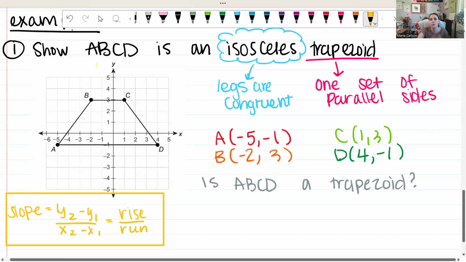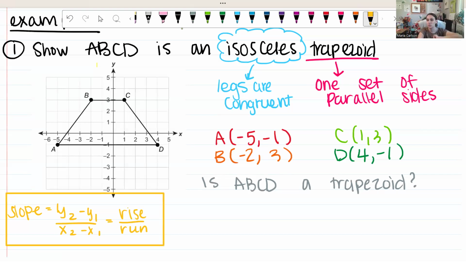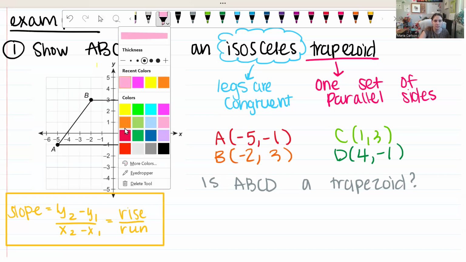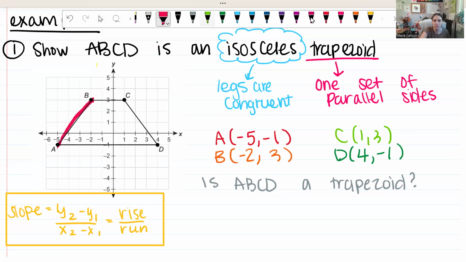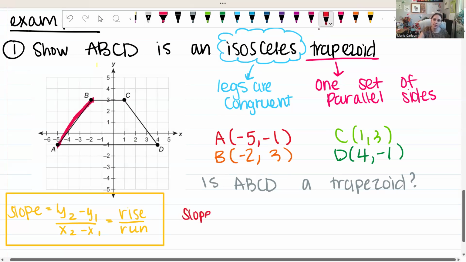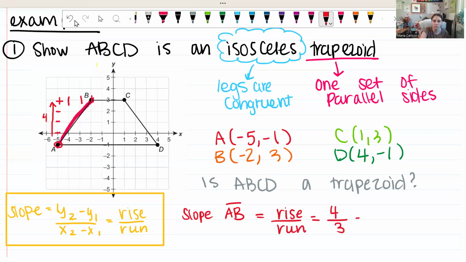And yes, all 4, because we need to show that not only is one set parallel, we need to show the other set's not. So let's find first the slope of segment AB, the segment from A to B. And I'm going to do this visually here. So I'm going to find my rise over my run and start at your left point. So starting at A, I have to rise up 1, 2, 3, 4 units. So my rise is 4. And my run from here, I will have to go over 1, 2, 3. So this is our slope, 4/3.